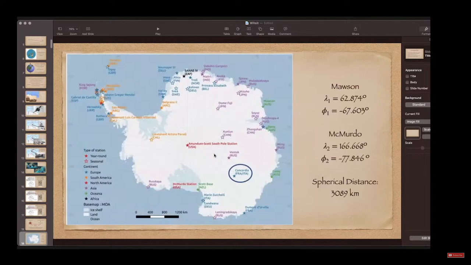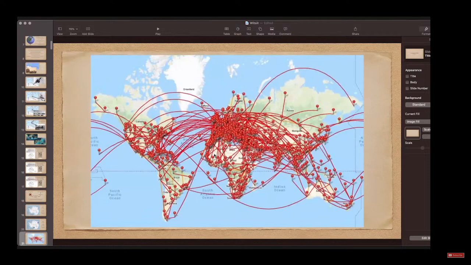You can't just say that your distance formula is the same as the spherical distance formula. That won't work. If you do that, then you have to agree that the distance from McMurdo Station to Mawson Station is 3,000 kilometers, not however much you need.